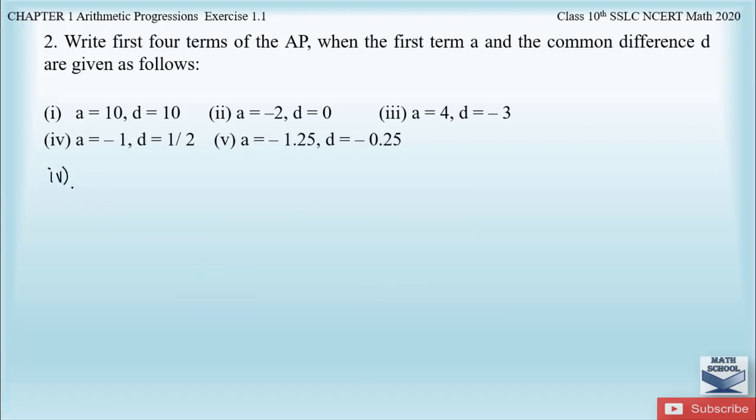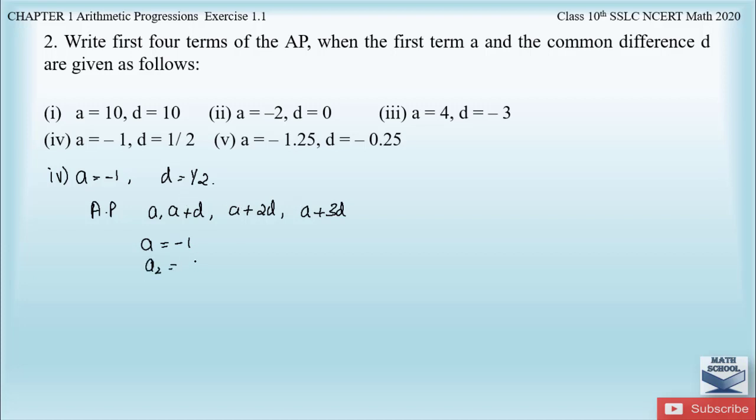So let us solve the fourth part of the question number 2, that is a value is minus 1 and d is 1 by 2. Let's write down the general form of AP, that will be a comma a plus d, a plus 2d and a plus 3d. So the first term a we already know, that is minus 1 given in the question. So let us write down the second, third and fourth term.